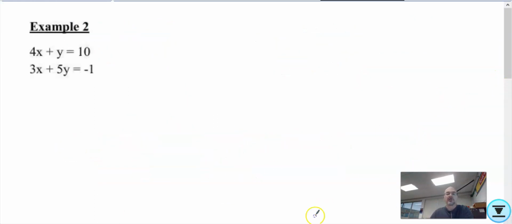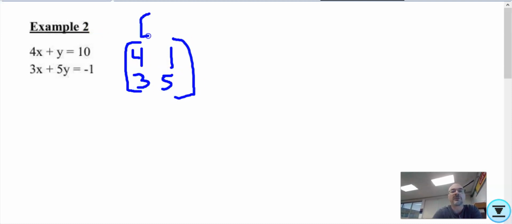All right, here's the next one. Here we go, ladies and gentlemen. So I'm going to first take it and rewrite it. The first one is going to be matrix A. So I put a 4 and a 1, because remember there's a 1 in front of the Y. 3, 5. That's matrix A.